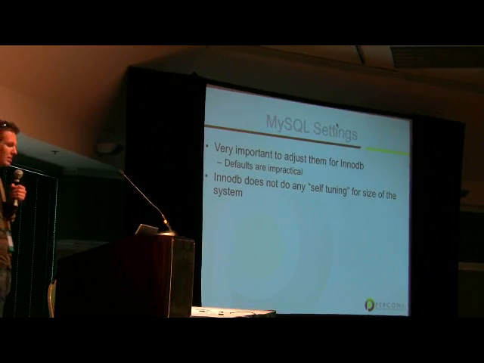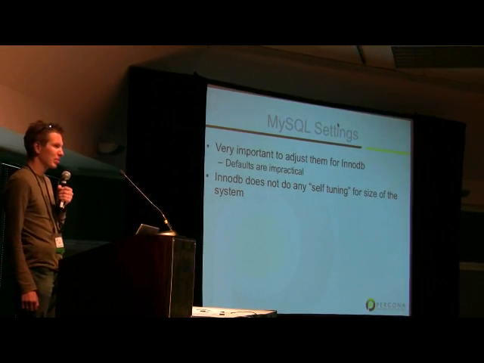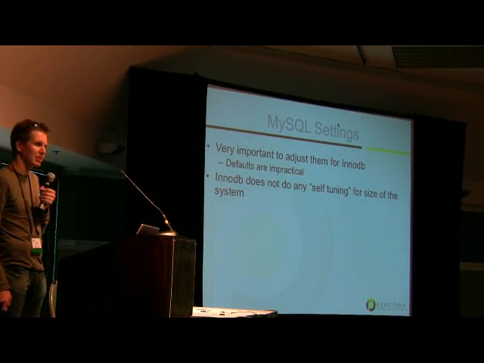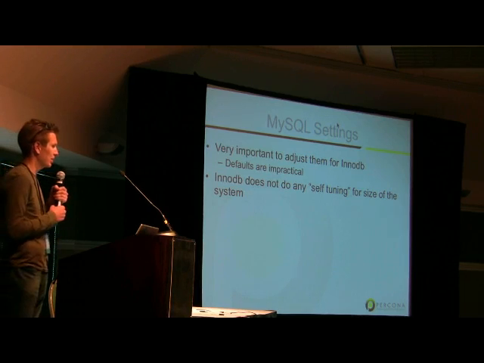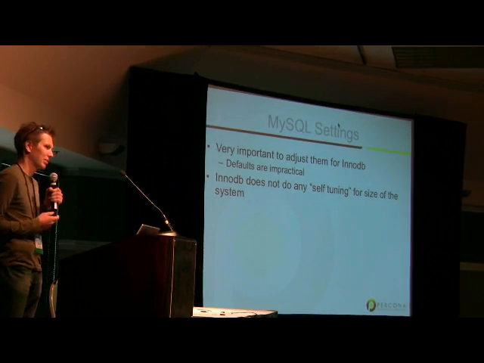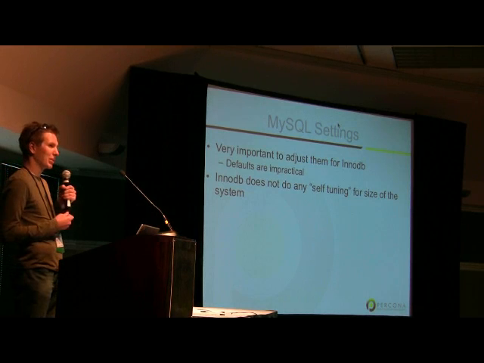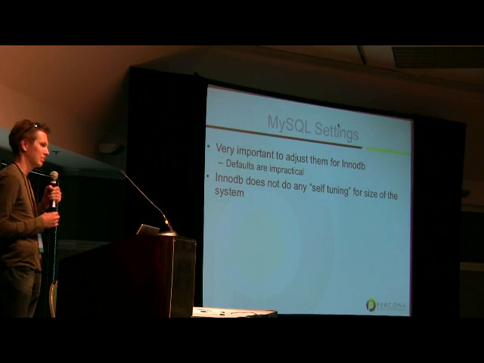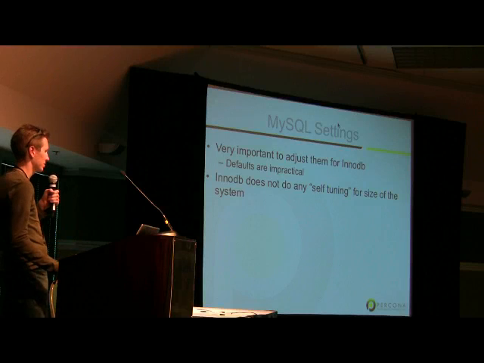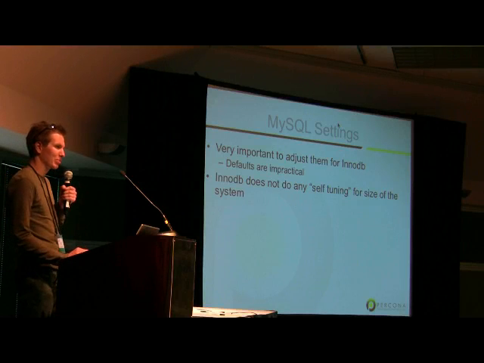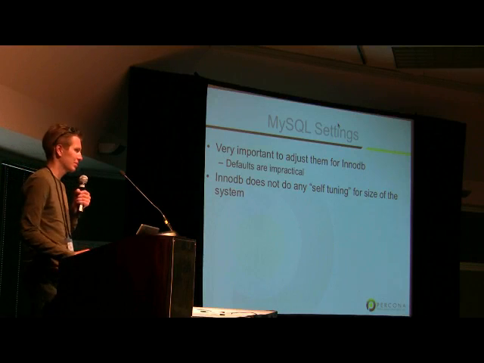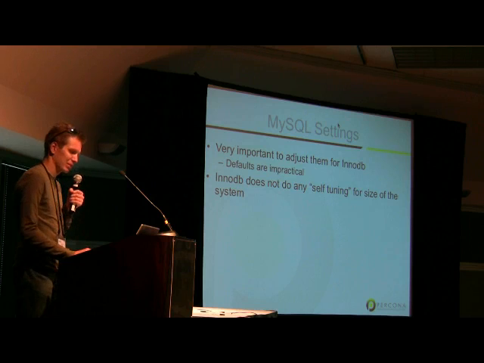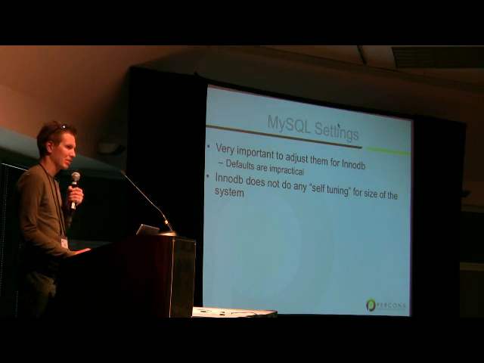So MySQL settings. It's very important to adjust them, in particular for InnoDB tables, because if you're using MyISAM, it actually runs pretty well with defaults. With InnoDB, the defaults are bad: 8 megs for buffer pool, 5 megs for logs. Unless you have some really toy database, it will be very, very slow.